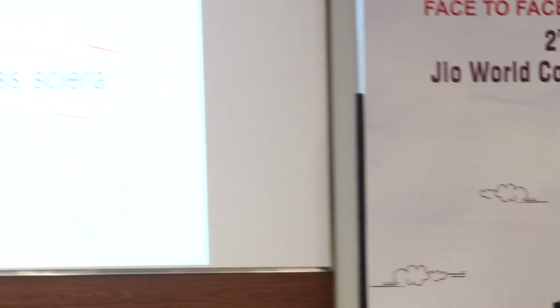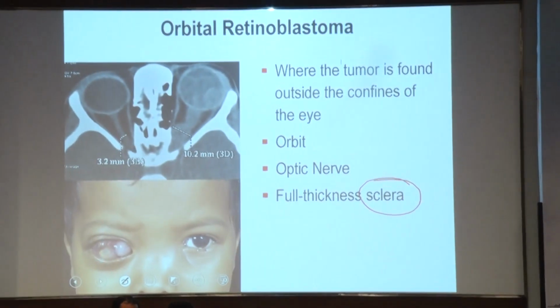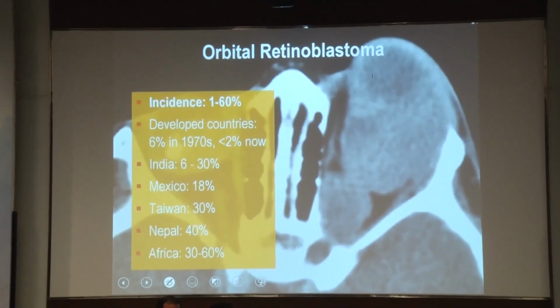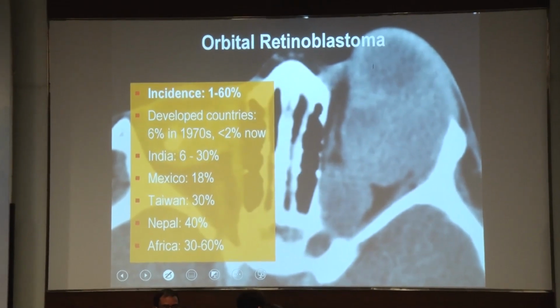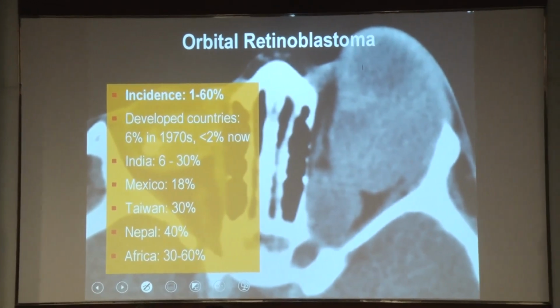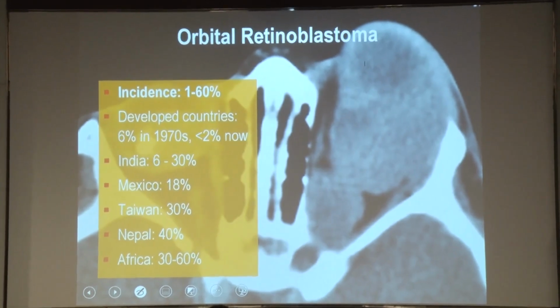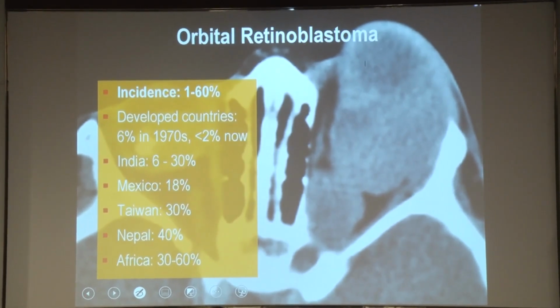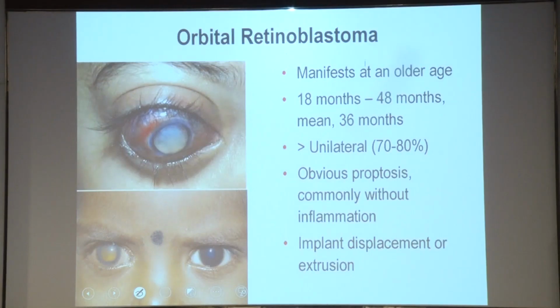The definition is that a tumor is found outside the confines of the eye, which could mean frank orbital disease, but could also mean optic nerve extension and full thickness scleral extension. Even that is considered orbital retinoblastoma, though of course it's the minimal variant. Incidence is hugely variable. In India, we have 6 to 30% depending on which part of the country you are looking at. In Mexico, Taiwan, Nepal, Africa, you see the incidence. Africa probably is the highest, with 30 to 60% of children there presenting primarily with orbital retinoblastoma.